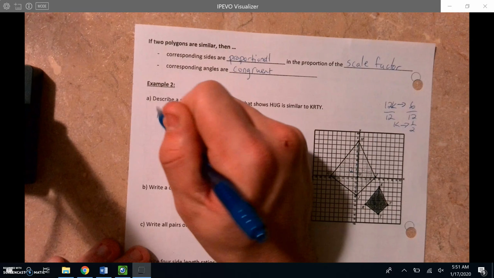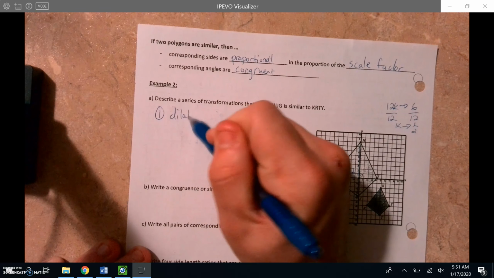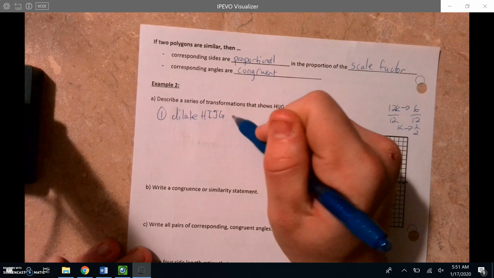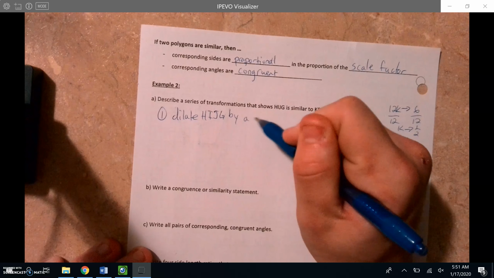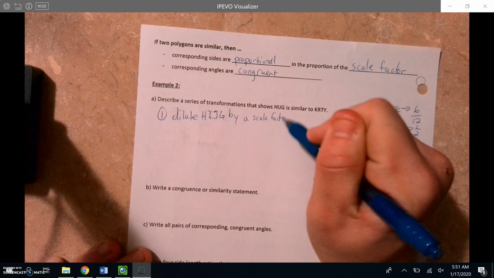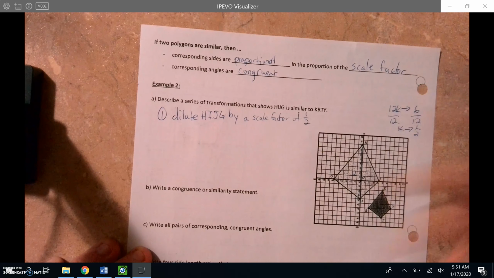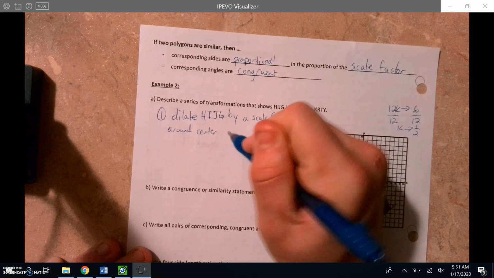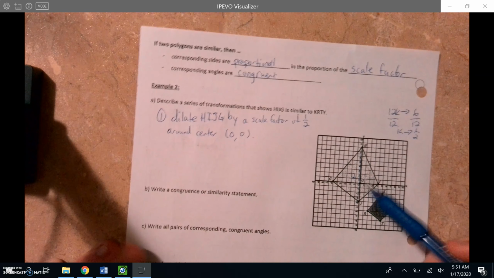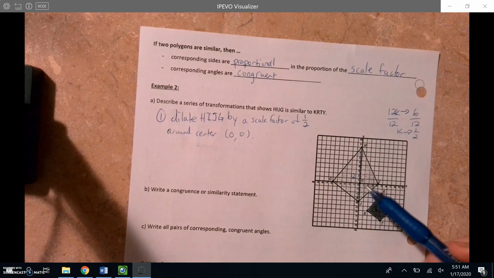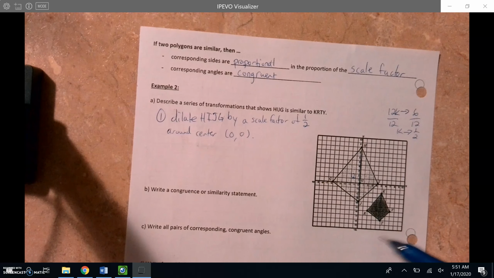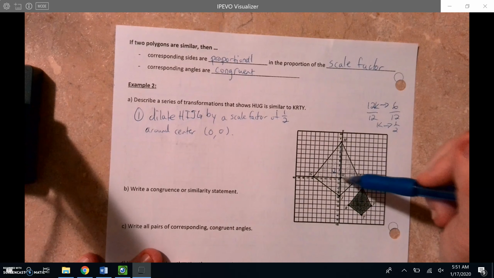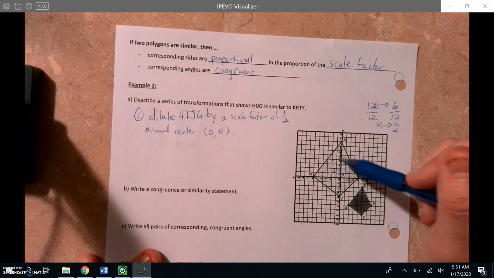So we're going to dilate our shape HIJ by a scale factor of 1/2 around center (0, 0). So I'm just going to do it directly around this origin. I'm going to make it smaller, and then I'm going to make my shift. So if I'm taking half of everything, I just need to go halfway up. So from the origin to H is 8, so I got to go up 4.